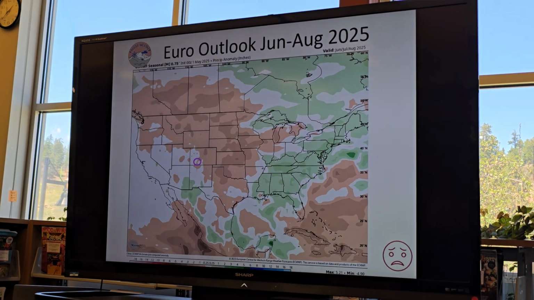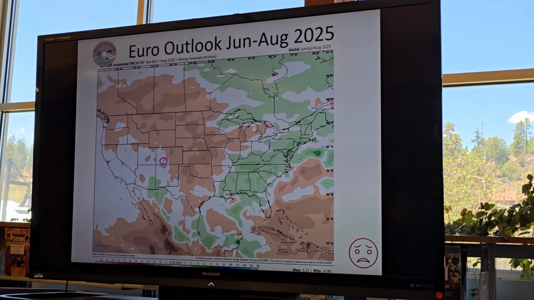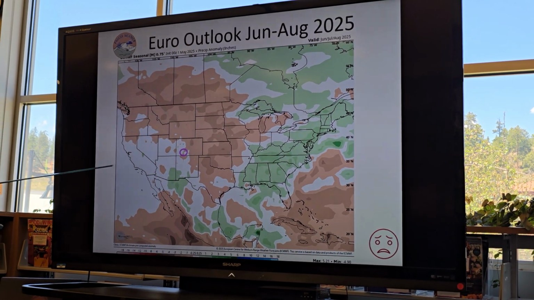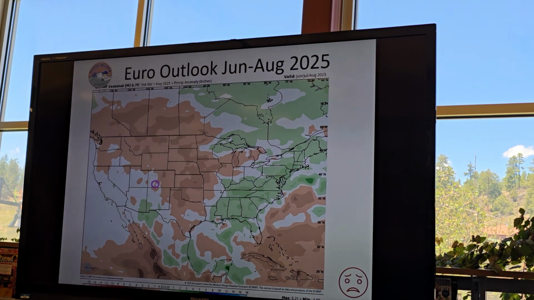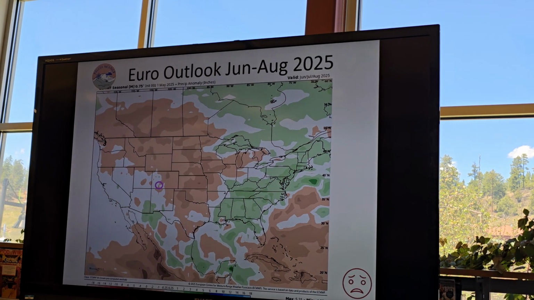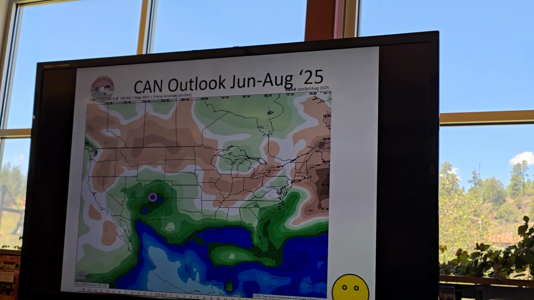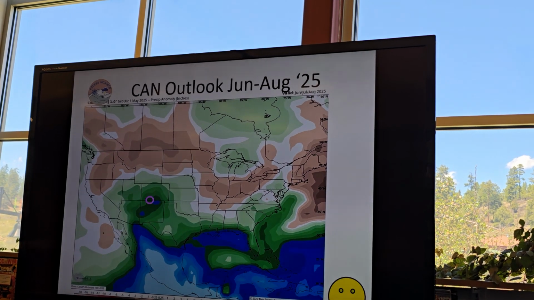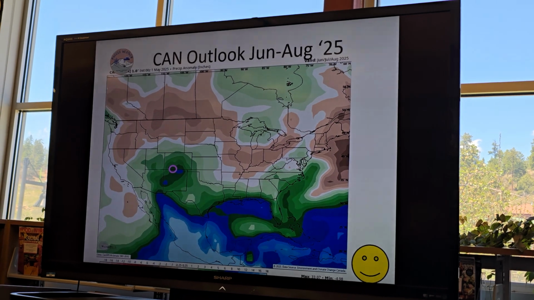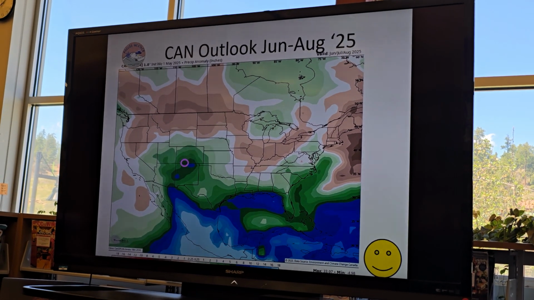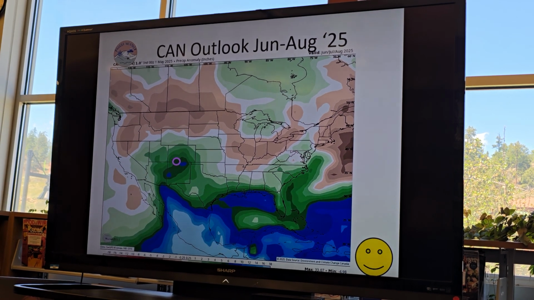Think about the horse. When we look at the Euro, that European model again, it is showing for our area a probability of less than average to average monsoon. So much different. And then if we look at the Canadians, they're saying a very moist summer and a probability of a good monsoon. So we're rooting for the Canadians, eh?